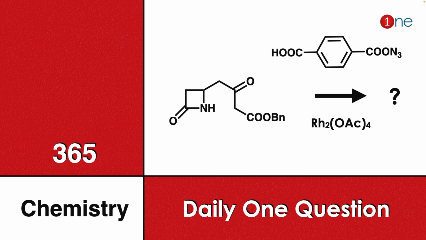Here you have a cyclic amide, with a side chain containing a ketone and an ester in the benzyl form. Then you are using an acid, and further a rhodium catalyst. You have to guess what the final product will be.